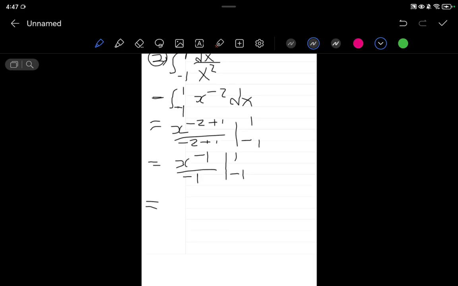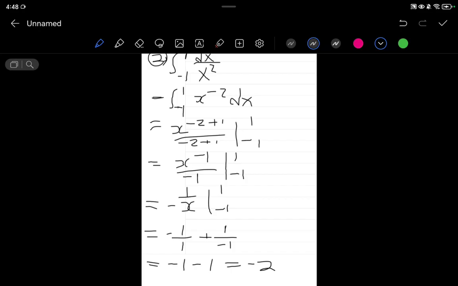And this would be -1 over x, evaluated from -1 to 1. Then we would have -1 over 1 plus 1 over -1. Then this would be -1, it's -2. You see, right now you would be correct. You agree, right now? If you do this, you'll be correct.